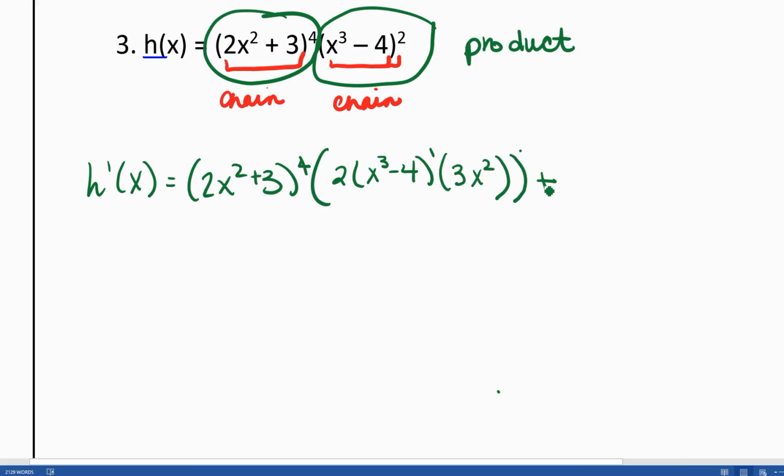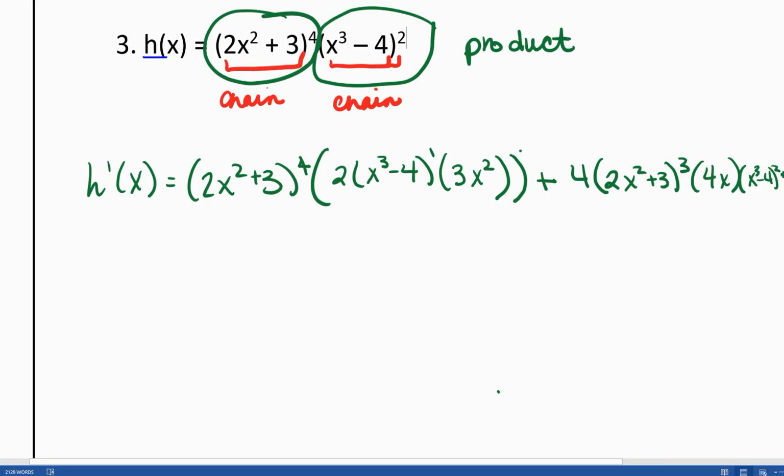Plus, now we're going to take the derivative of this first piece using the chain rule. So we bring the 4 down, make this 2x squared plus 3 cubed. We multiply by the derivative of that inside stuff, which would be 4x, okay? And now we have to bring down that second term. So we're going to multiply this by x cubed minus 4 squared.